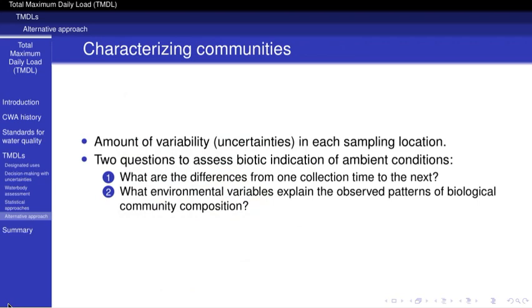What is valuable in assessing ambient water quality conditions is the amount of variability, uncertainties, in each sampling location. I'll explain how to use this variability to assess the reach's compliance with the CWA objectives. It is worth repeating the two questions for assessing the role of biological communities in water quality status. 1. What are the differences from one collection time to the next? And 2, what environmental variables explain the observed pattern of biological community composition?